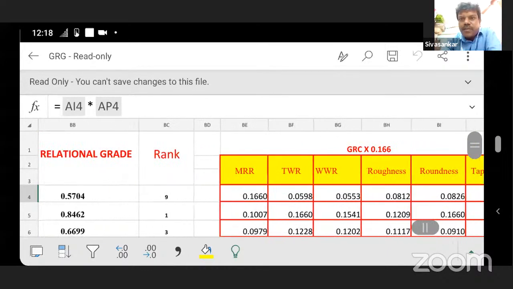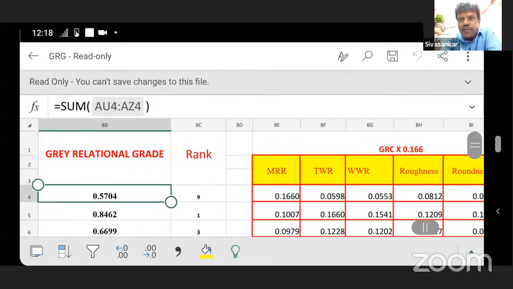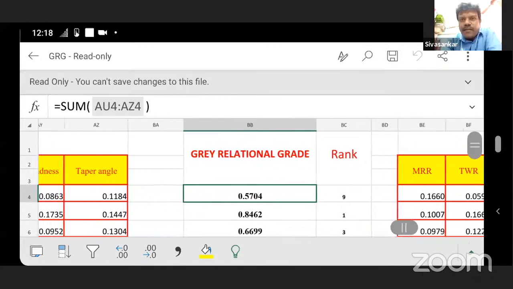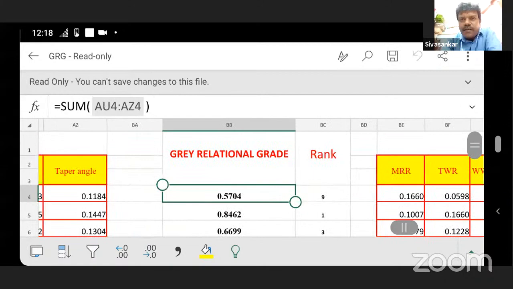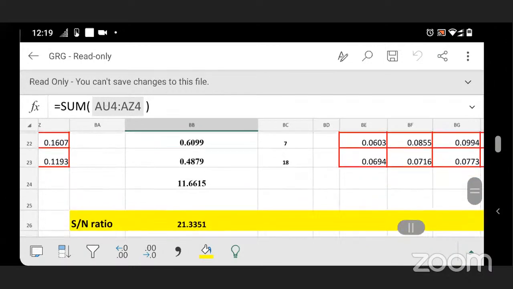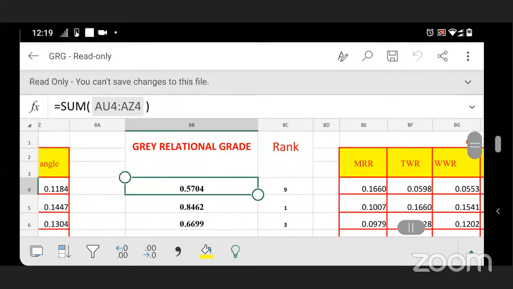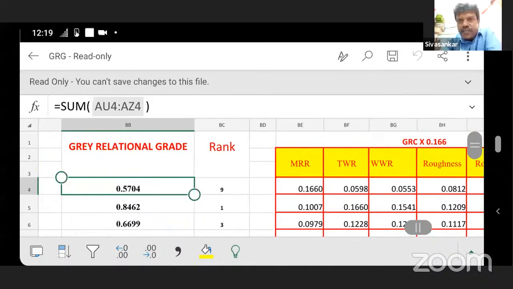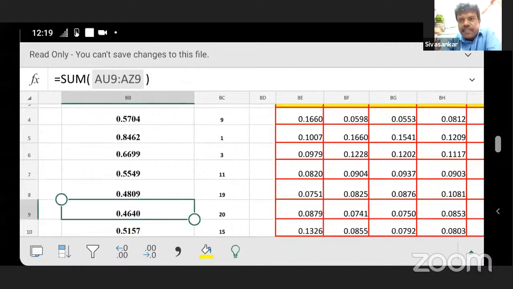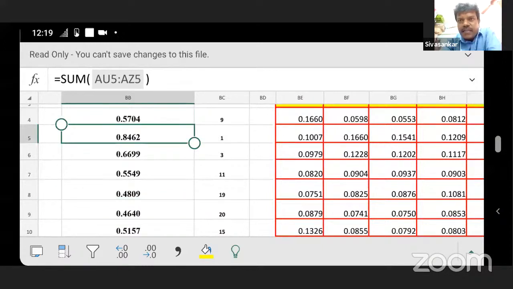You please put it here, sir. That is equal to the summation of all 6 values. That gives the relational grade. Similarly, for all 20 experiments, depending upon its value, these experiments are ranked. Say for example, the highest value goes to the first position, the next highest value goes to the second position, like that the lowest value goes to the 20th position. Like that, we can optimize the process. Say for example, here 0.8462 is the highest value of all 20. Therefore, that gets the position of 1.